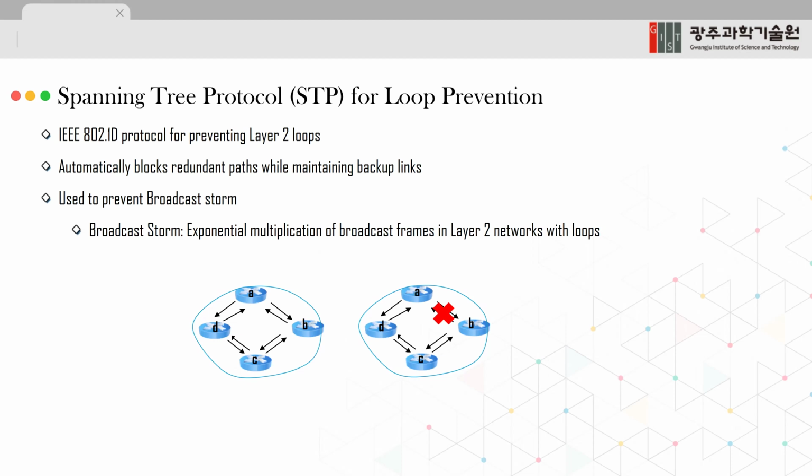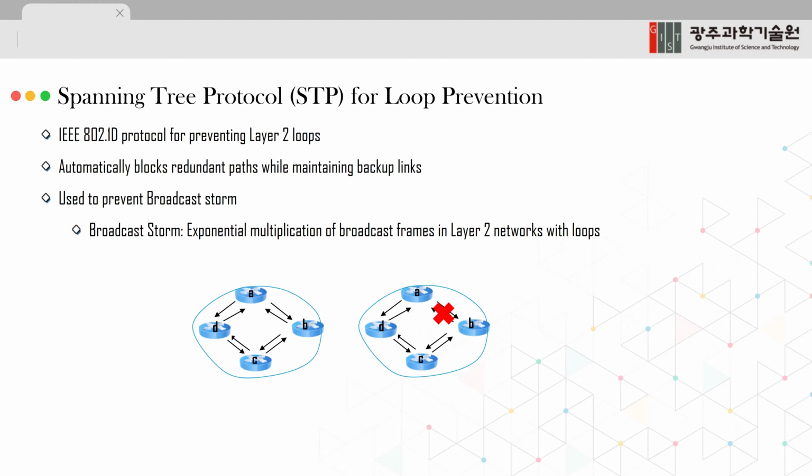STP solves this problem with an elegant solution. STP identifies the loops in the topology and selectively blocks certain links to break the loops. With that one link blocked, the topology is transformed from a ring into a tree structure. Now, when a broadcast packet arrives, it propagates through the network but doesn't loop back on itself.